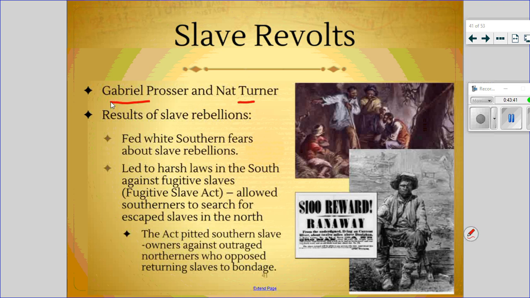This leads to a harsh law called the Fugitive Slave Act, which allowed Southerners to search for escaped slaves in the North. Here's the thing. According to the Fugitive Slave Act, let's say you live in Boston and you hate slavery and you're opposed to it and you're an abolitionist. You could be deputized and forced to help return escaped slaves to slavery. So you can imagine how this is going to upset people and increase tension between North and South. It pits owners of slaves against outraged Northerners who opposed returning slaves to bondage.